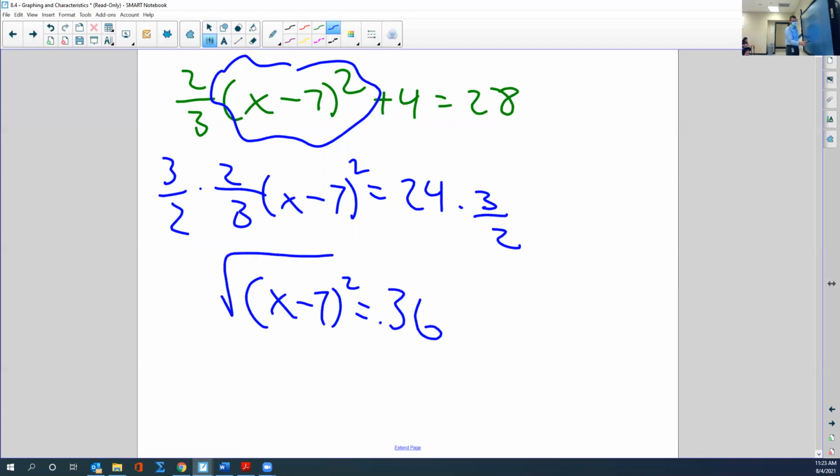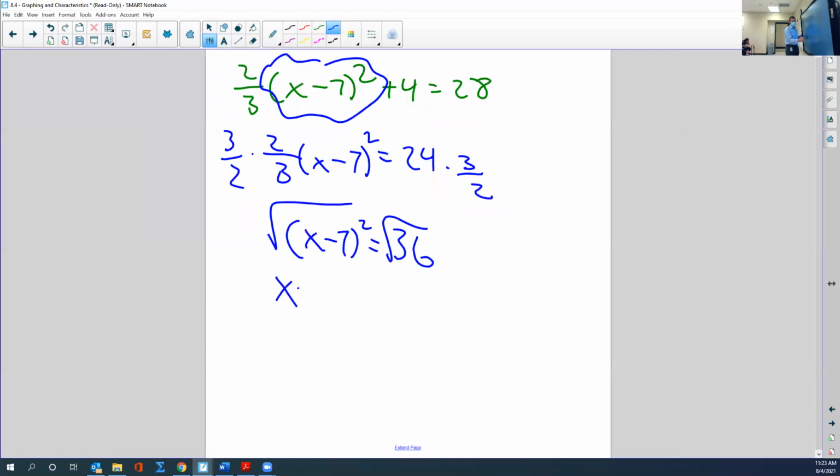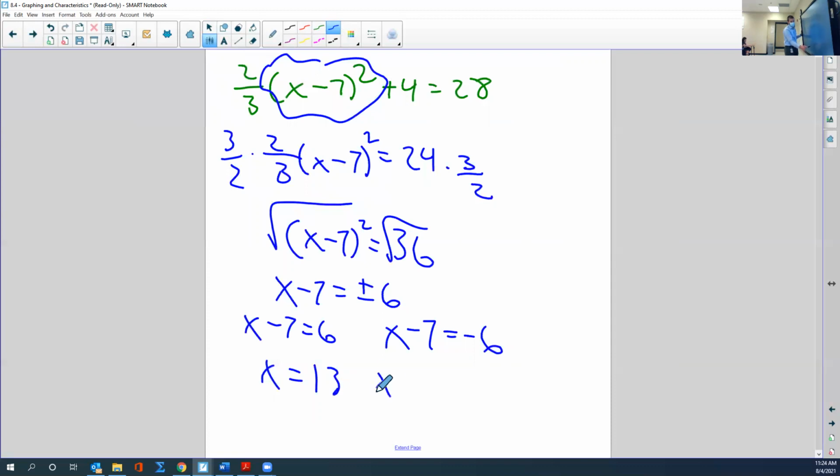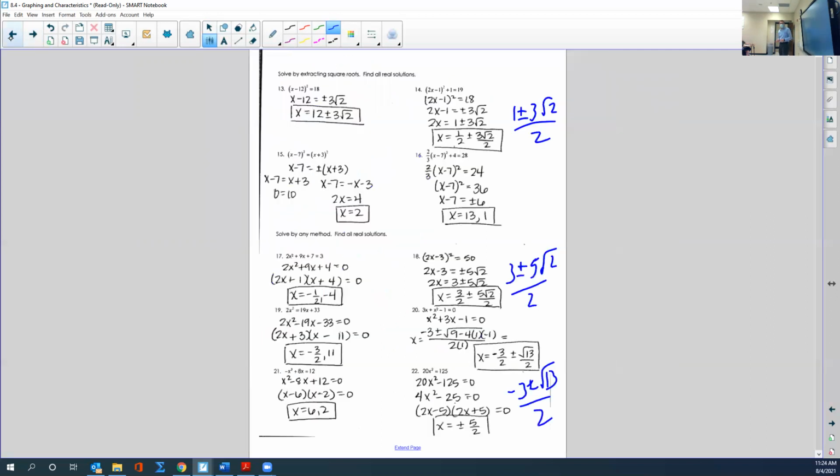And then we would square root both sides. We get x minus 7 is equal to plus or minus 6. At this point, once I get plus or minus, I would just break it up to say x minus 7 equals 6, or x minus 7 equals negative 6. Do not move the 7 over and then say plus or minus 13. That's a common mistake. Other questions?